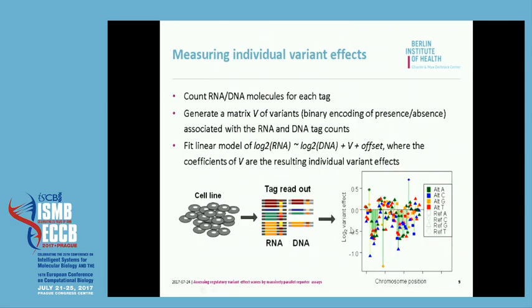So once we've collected all the counts of RNA and DNA, we can then generate a big matrix of, for this tag, how many RNA and DNA counts we have, and with which variants this sequence tag is associated. And we can then fit a linear model where we assign variant effects to each of these individual variants across the region.